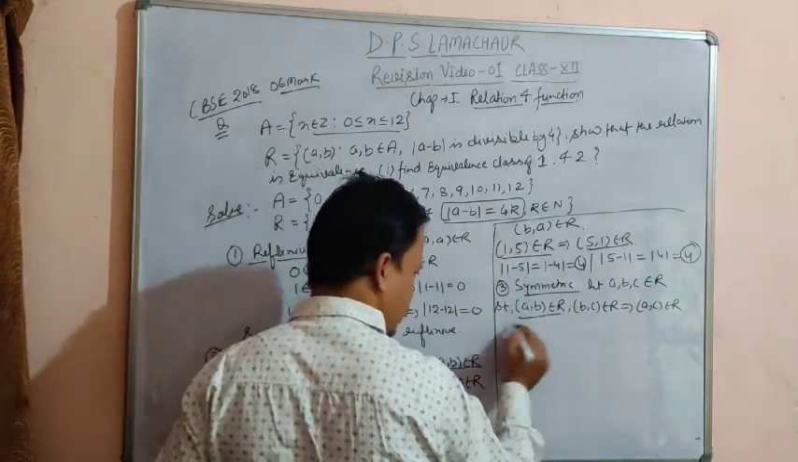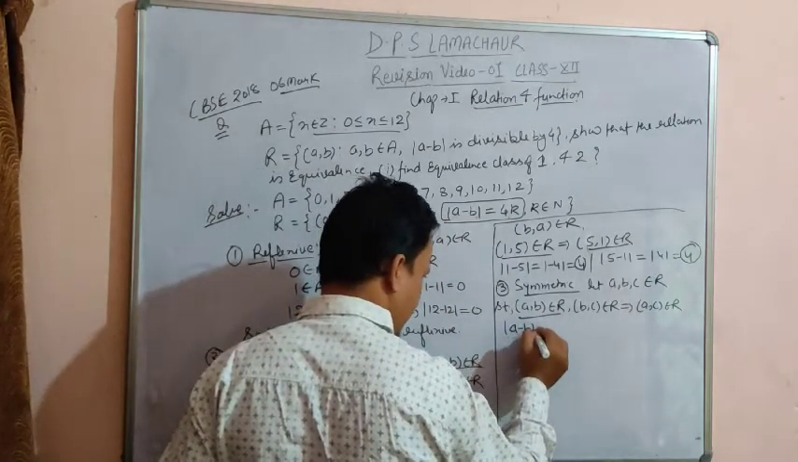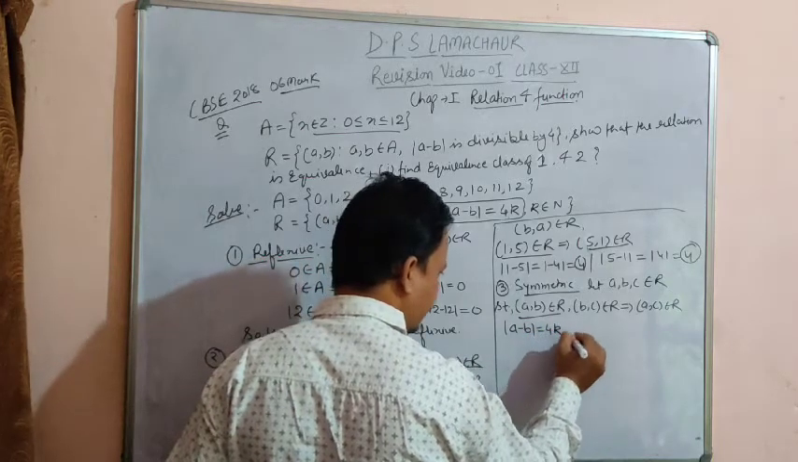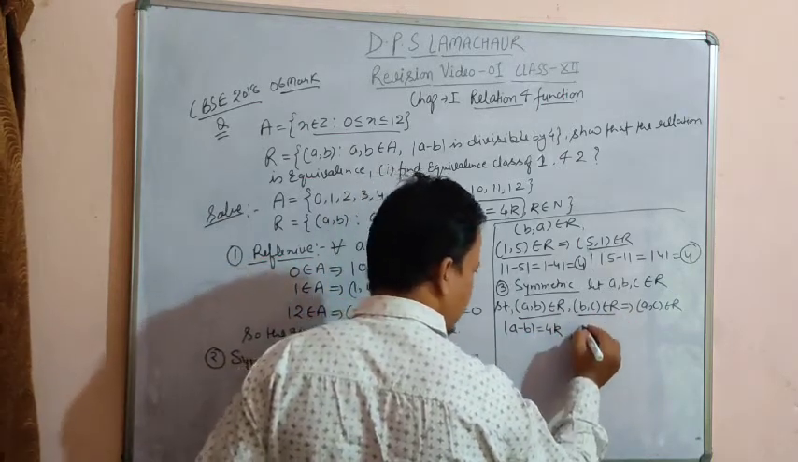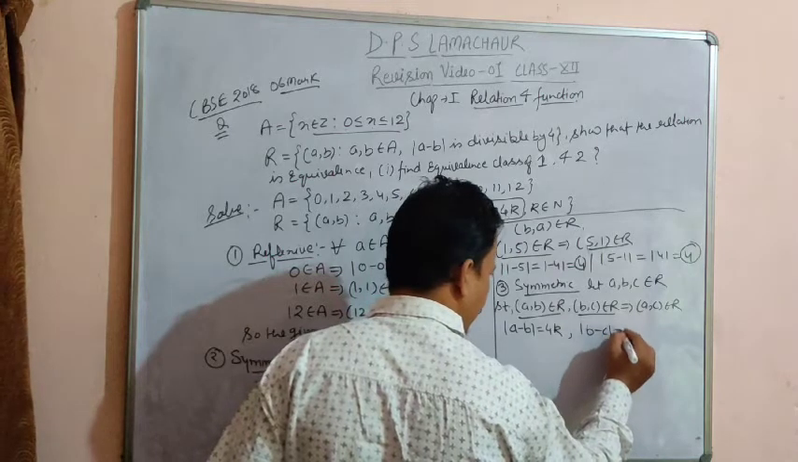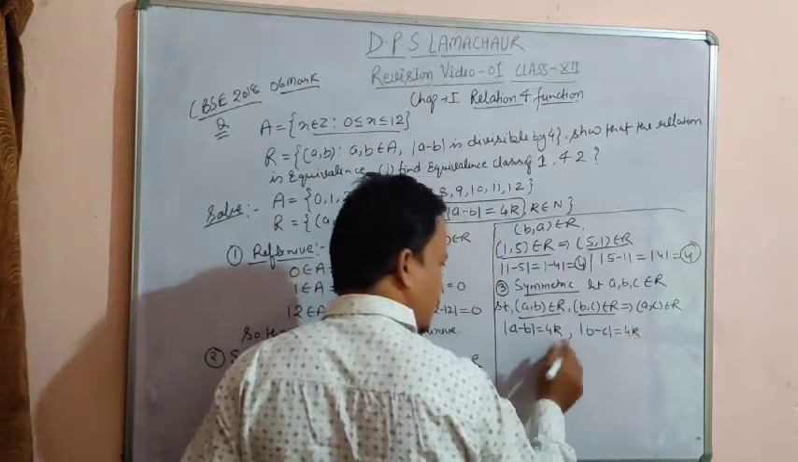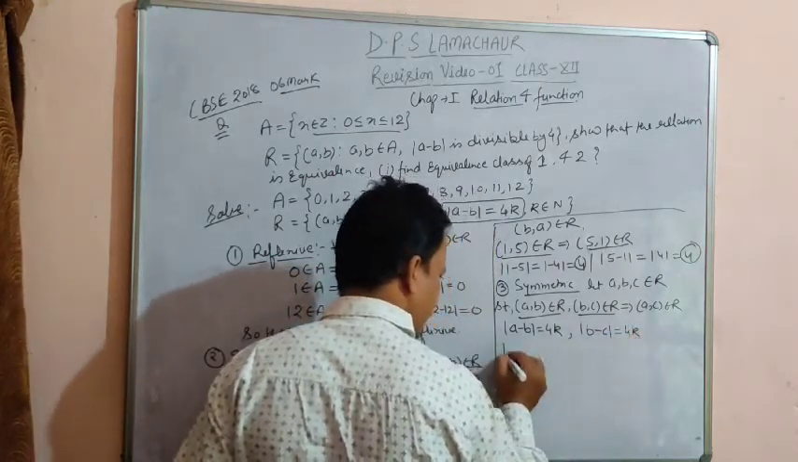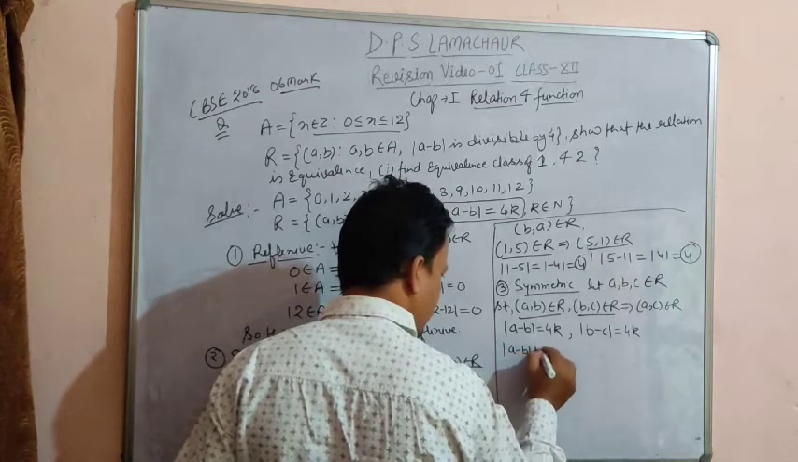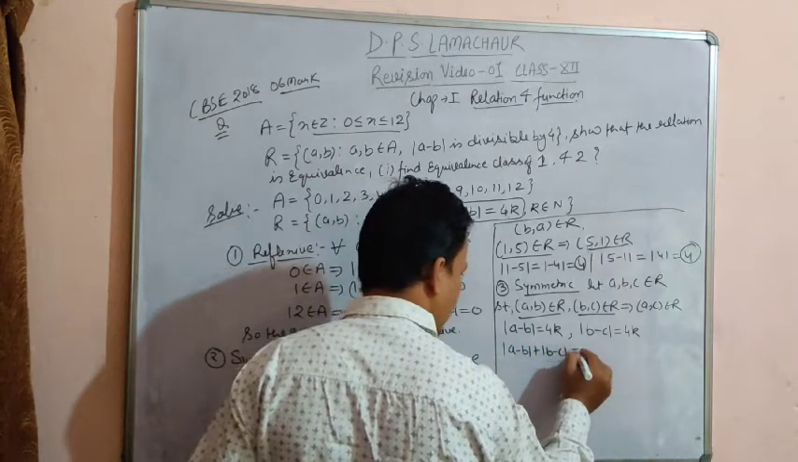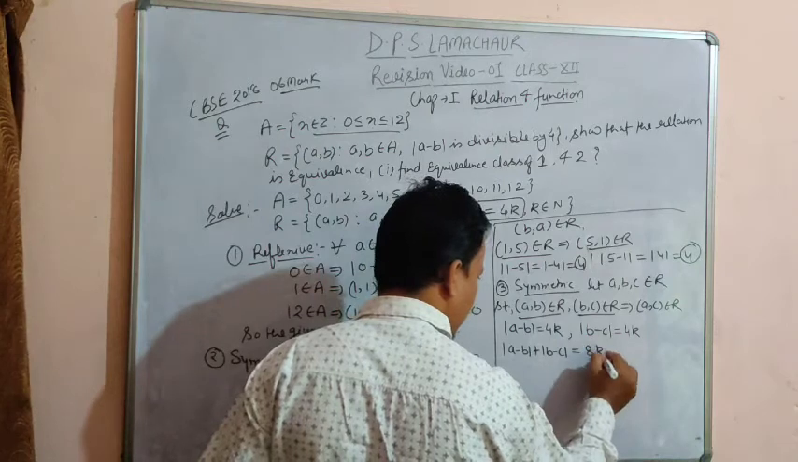So if (A, B) belongs to R, then mod of A minus B is equal to 4k. Okay, (B, C) belongs to R, then mod of B minus C is equal to 4k. Now adding both, okay. So mod of A minus B plus mod of B minus C is equal to 4k plus 4k, that is 8k.